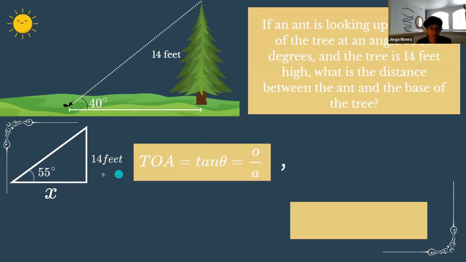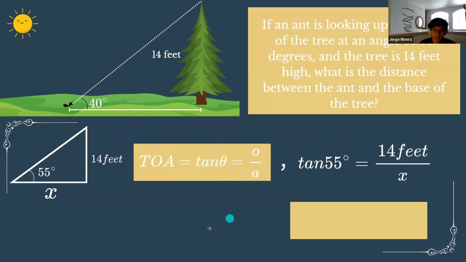All right. First of all, we're going to draw this out. So 55 degrees, x, and 14 feet. What we need to do, because it's not using the hypotenuse at all, is use TOA, tan theta, which is opposite over adjacent. So we set tan theta, where theta is going to be 55 degrees. Pretend this is 55 degrees; I messed this up. Tan 55 is going to be 14 feet over x.